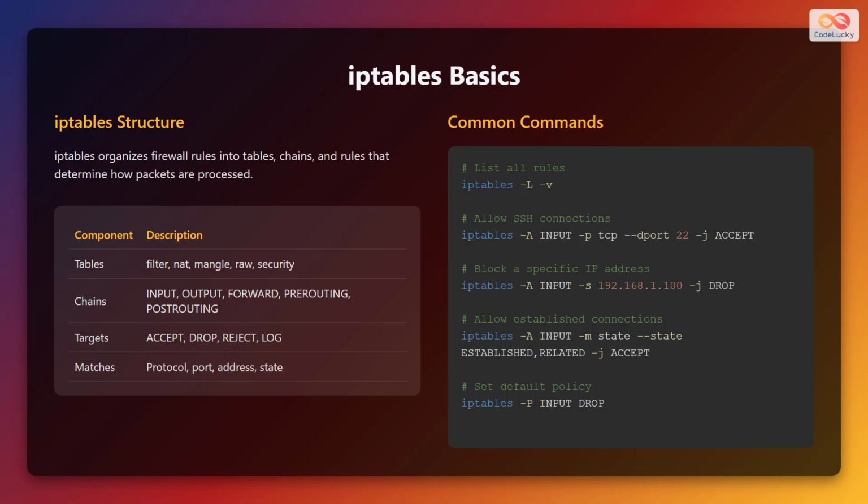Now let's look at some common iptables commands. To list all rules, you can use the command iptables -L -v. To allow secure shell connections, you can use iptables -A INPUT -p tcp --dport 22 -j ACCEPT. To block a specific internet protocol address, use iptables -A INPUT -s 192.168.1.100 -j DROP. To allow established connections, use iptables -A INPUT -m state --state ESTABLISHED,RELATED -j ACCEPT. Finally, to set a default policy, use iptables -P INPUT DROP.